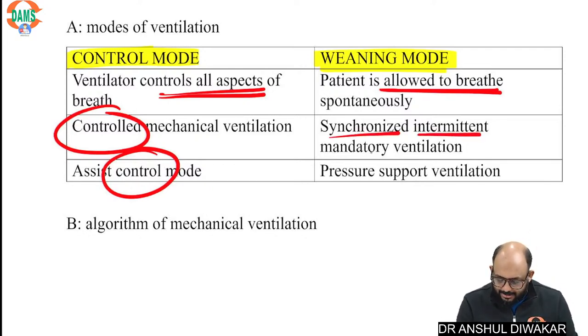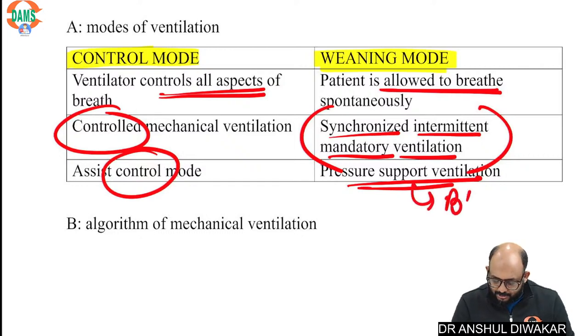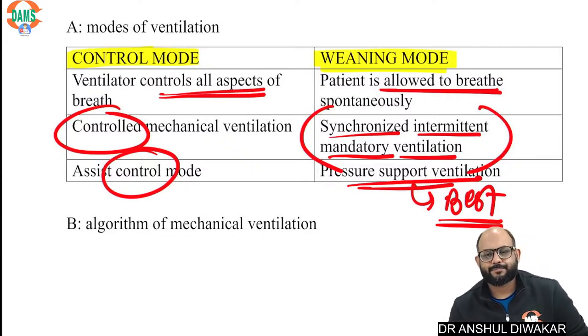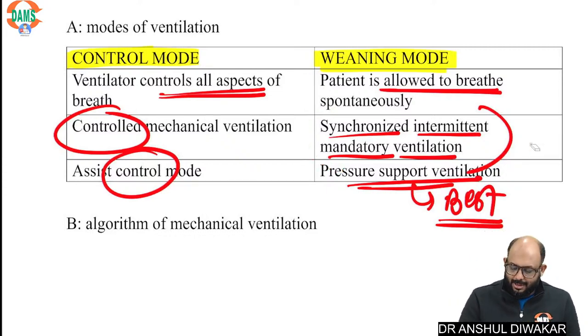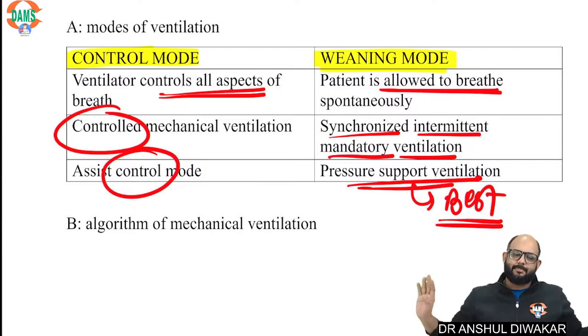Synchronized intermittent mandatory ventilation is a very common mode of weaning that we use, but the best mode of weaning is pressure support ventilation. Best mode of weaning is pressure support ventilation. Okay. I don't think there will be any confusion after this, isn't it? Either it's a control mode or it's a weaning mode. If you see the word control, that is a control mode. If you don't see the word control, that means it's a weaning mode. As simple as that.